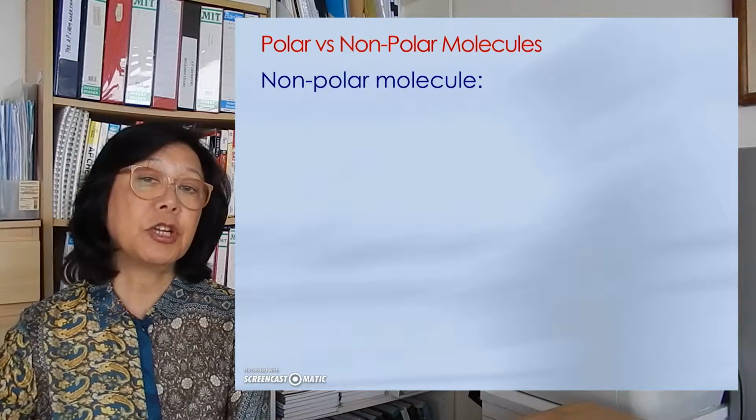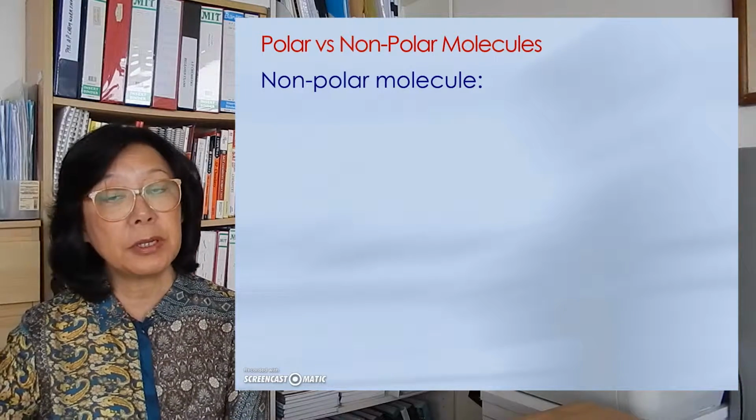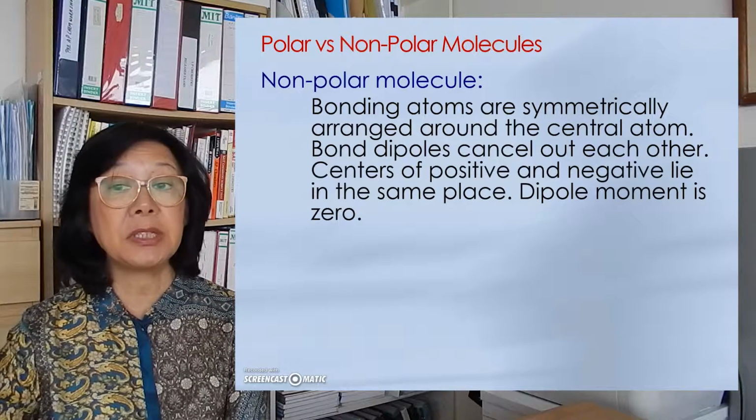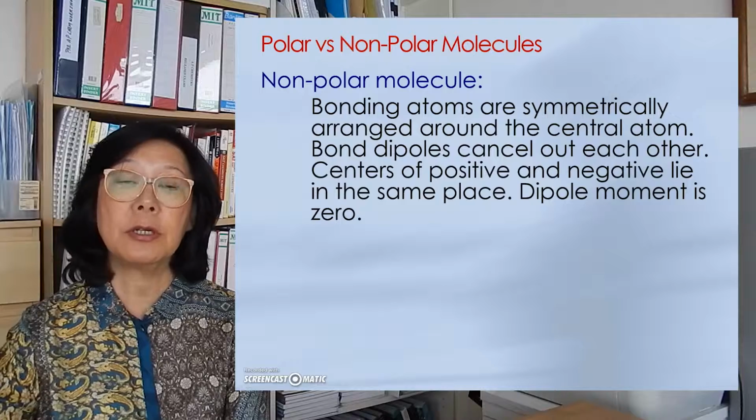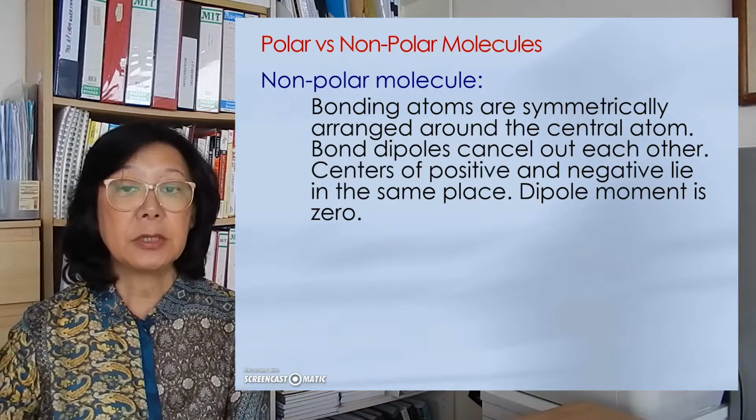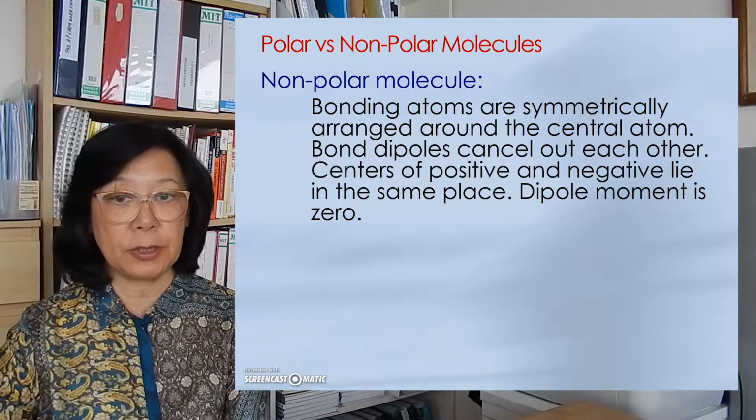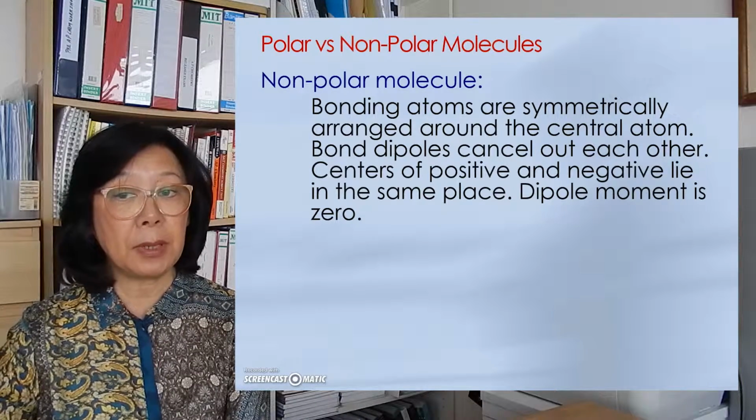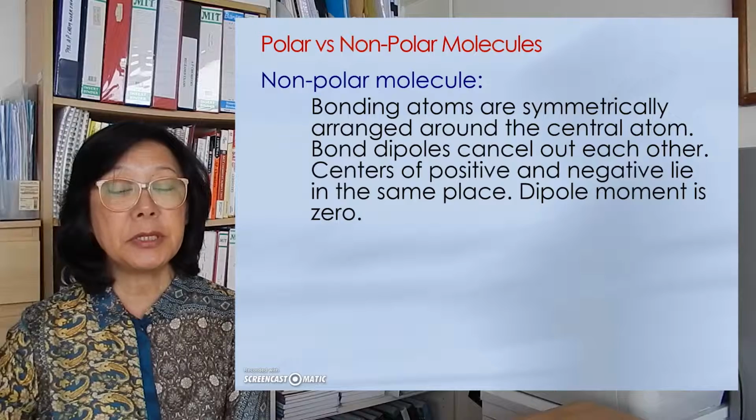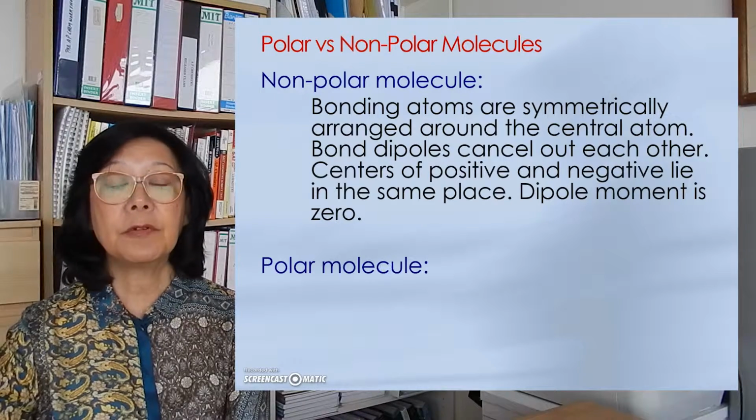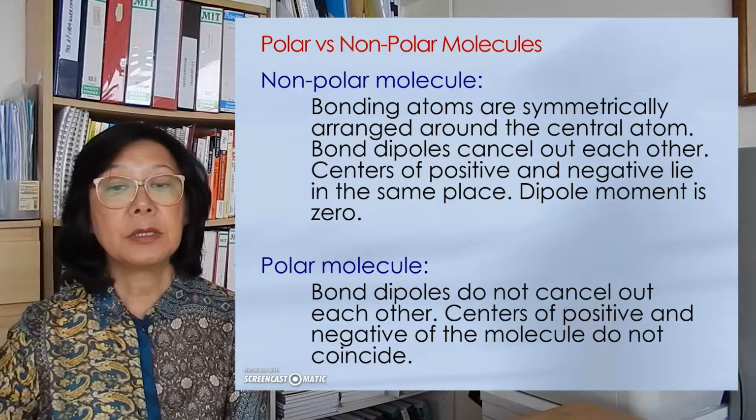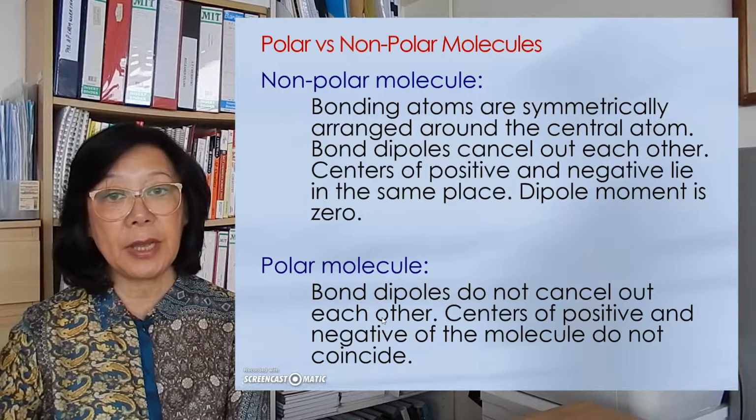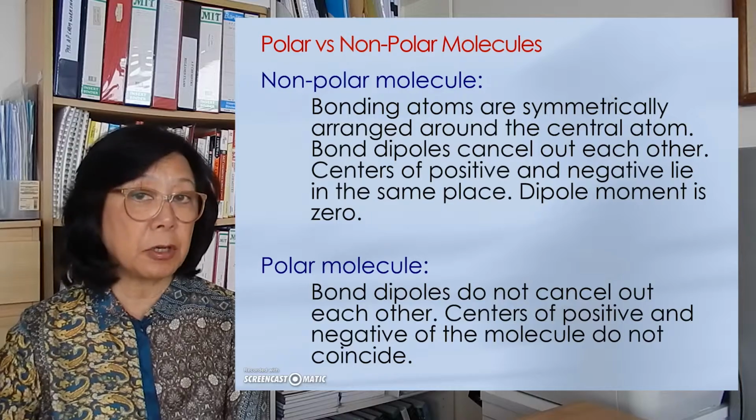So how do you differentiate between polar and nonpolar molecules? With nonpolar molecules, the bonding atoms are symmetrically arranged around the central atom. The bond dipoles cancel out each other. The centers of positive and negative charge lie in the same place. The dipole moment is zero. With a polar molecule, the bond dipoles do not cancel out each other. The centers of positive and negative charge of the molecule do not coincide.